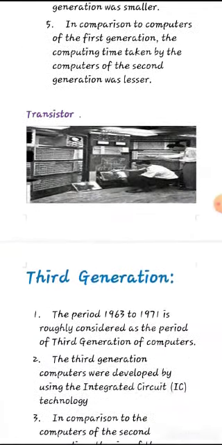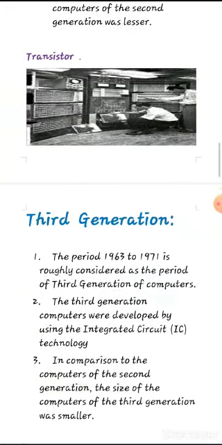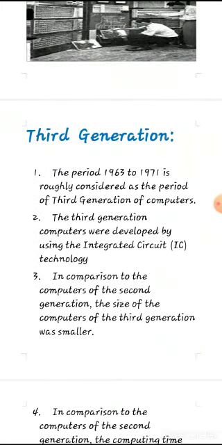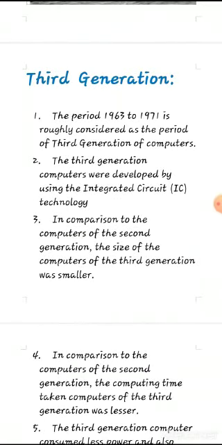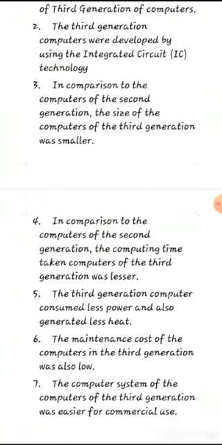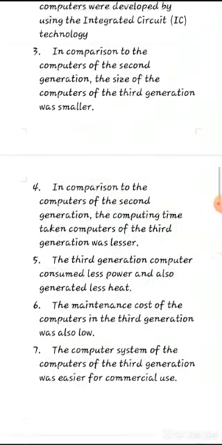So let's see third generation. The period of this generation is 1963 to 1971, and it was developed using integrated circuit, it means IC technology. Comparing to second generation, the size of the third generation was smaller. In comparison to the second generation, the computing time taken by the third generation was also lesser.